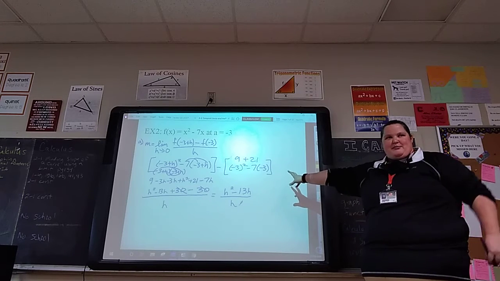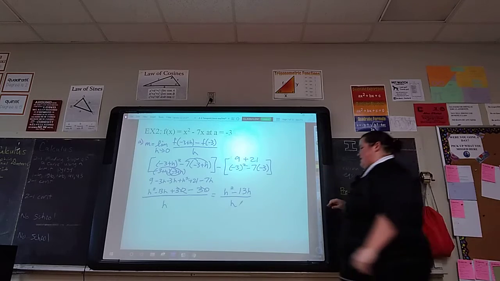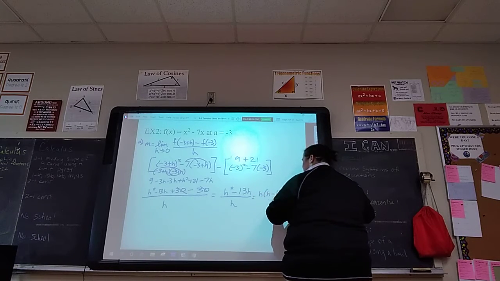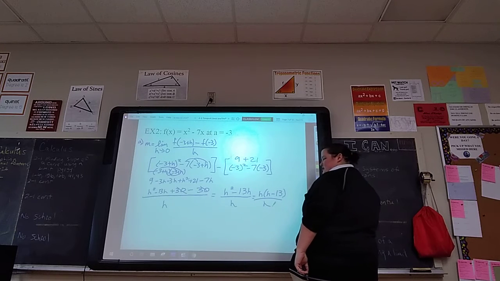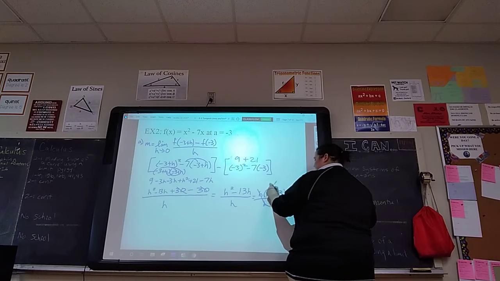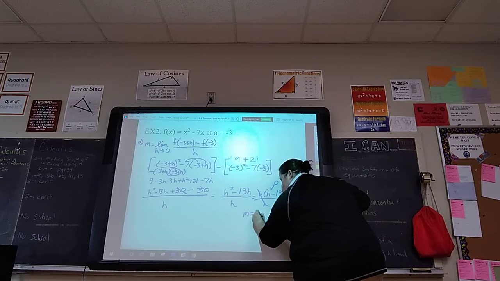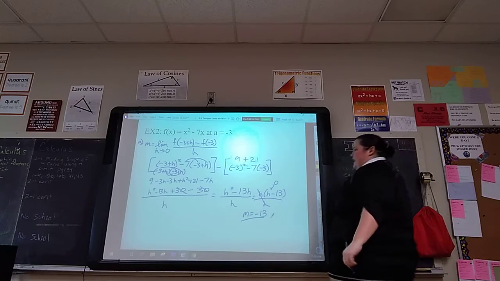But what can I do at the top? Distribute. Yep, take out h. So I have h times h minus 13, over h. Then what do I put in for h? 0. So m is going to equal negative 13. So there's part a.